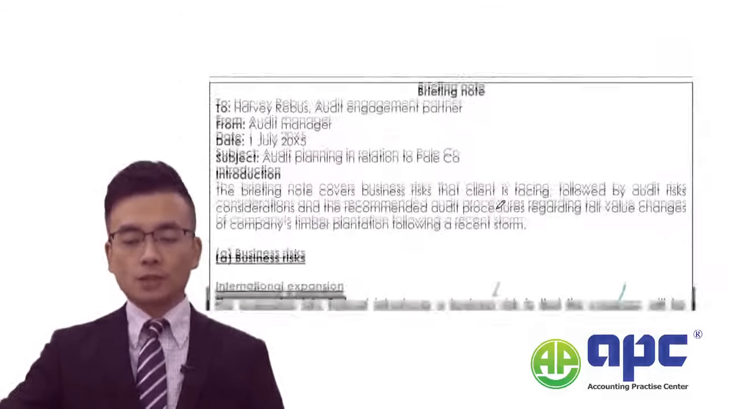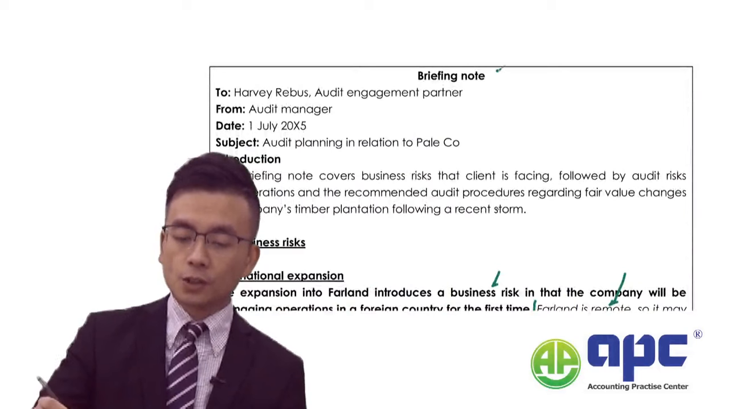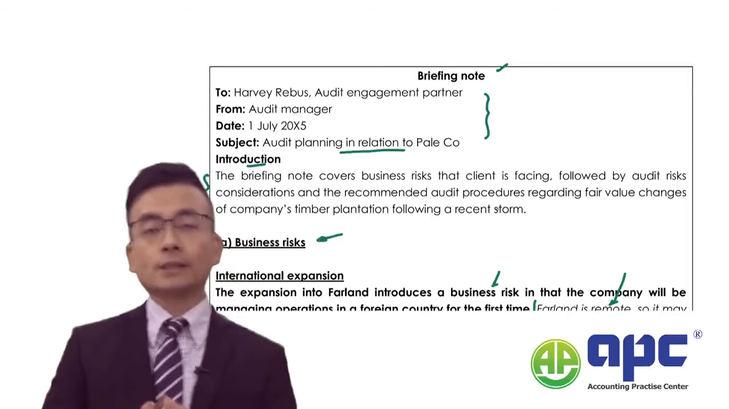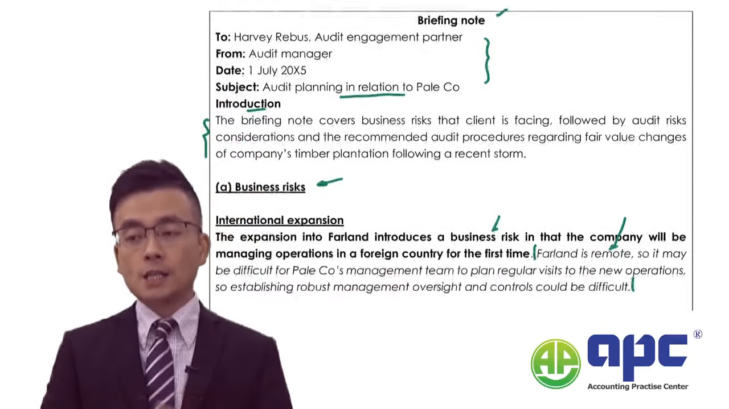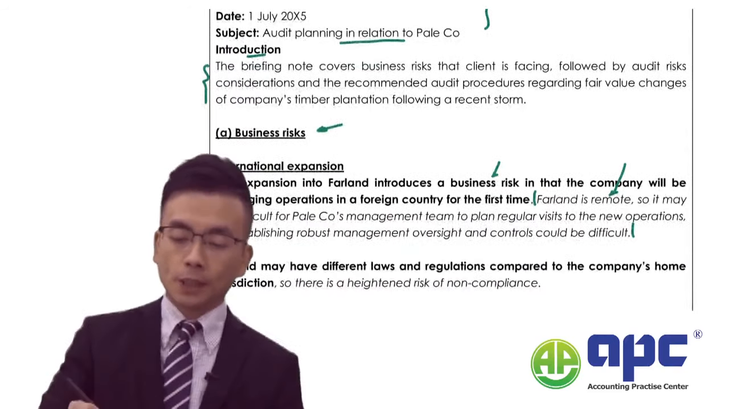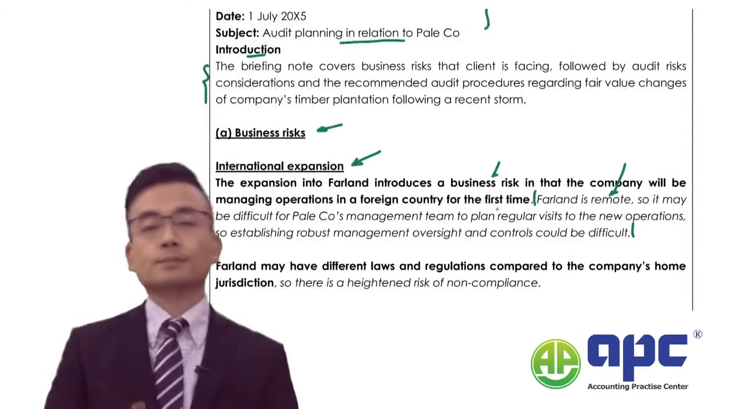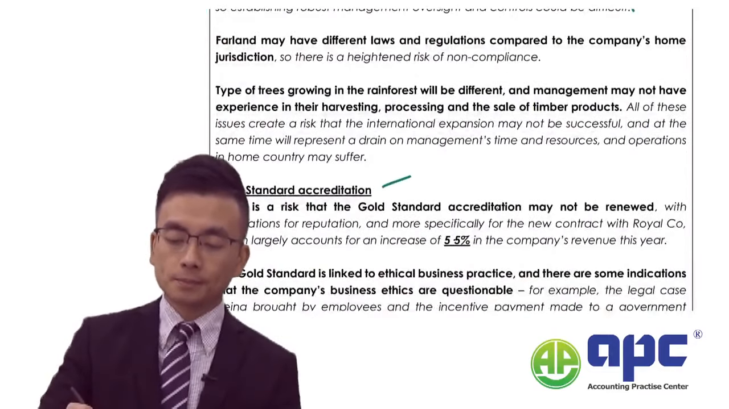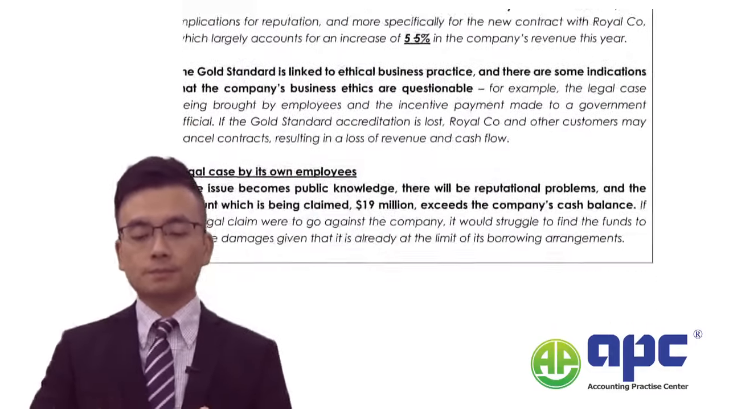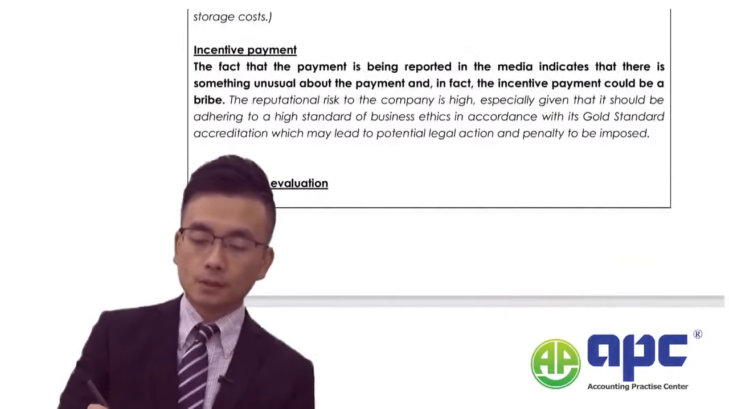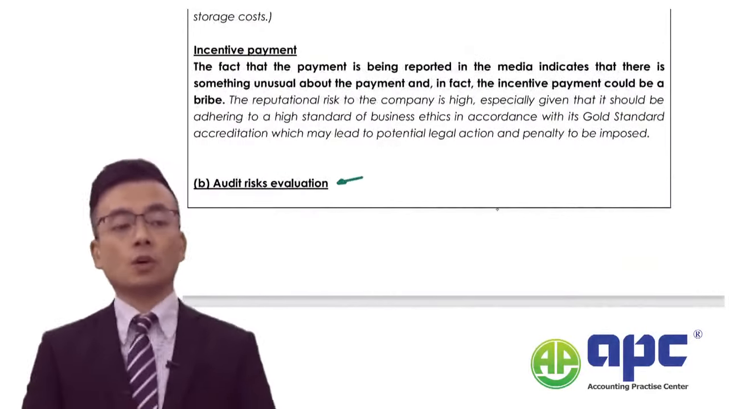For example, as you can see, we've got a briefing note here, to, from, date, subject and an intro, and clear headings. For example, part A for business risks, I bold it and underline it with a subheading. Subheading and so on. Okay. Of course, we come to the part for audit risk evaluation and so on.